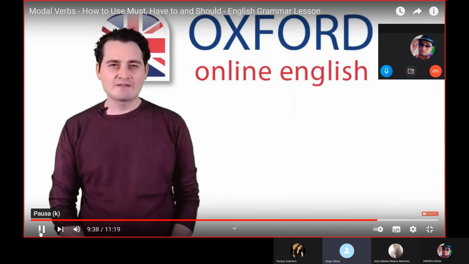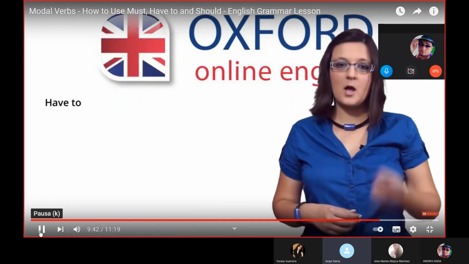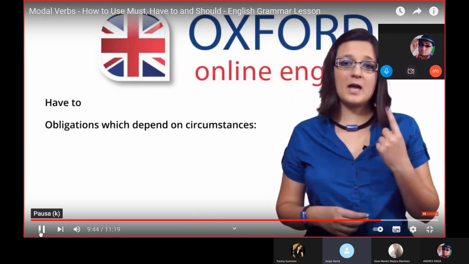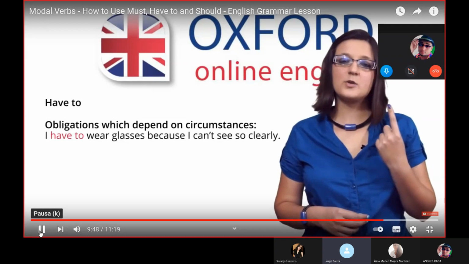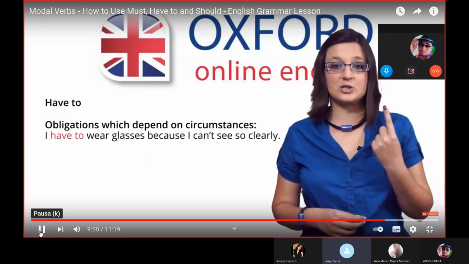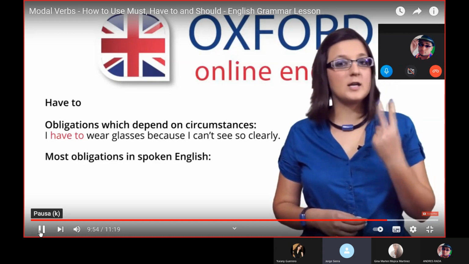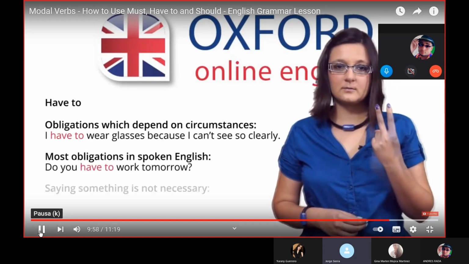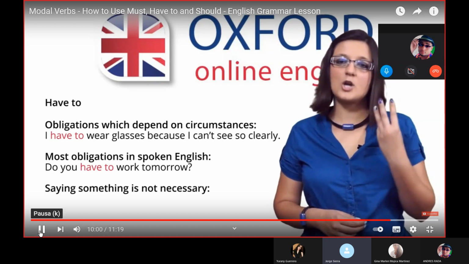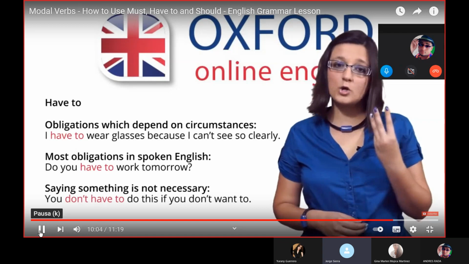Next, what about have to? You use have to for obligations which depend on rules or circumstances. I have to wear glasses because I can't see so clearly. Most obligations in spoken English. Do you have to work tomorrow? Saying something is not necessary. You don't have to do this if you don't want to.